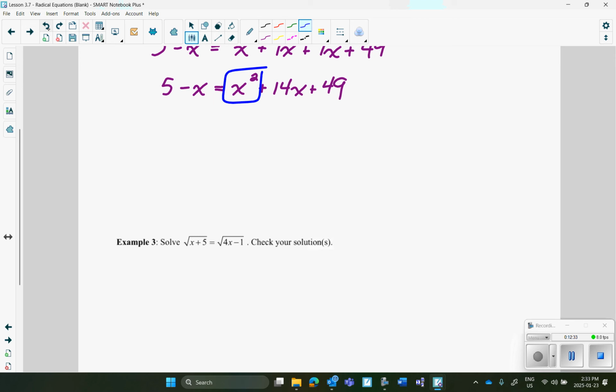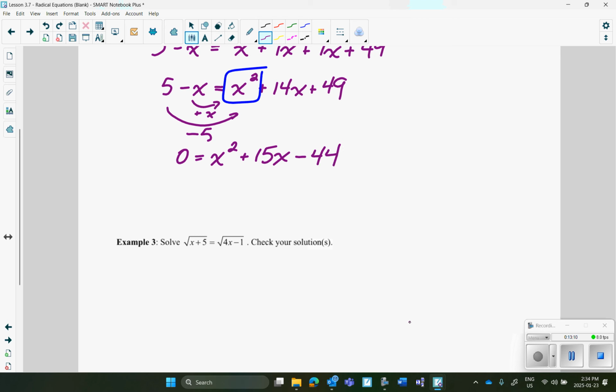Okay. First of all, I got to get everything on one side, right? Well, the x squared is already positive here, so let's bring these two over. So I'm going to subtract 5, and I'm going to add x. So I'm left with 0 equals x squared. I've got 14x, I added another x, right? 15x. I have 49 already here, but then there's a minus 5. Minus 44.